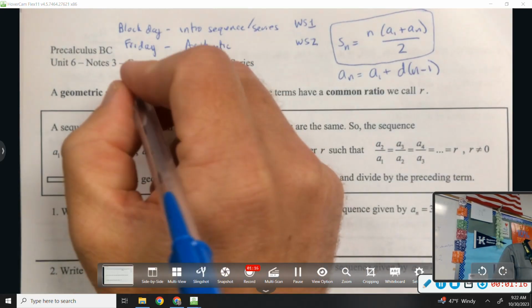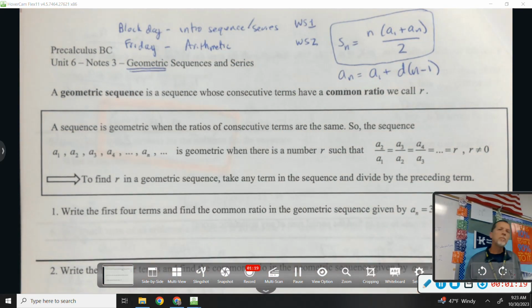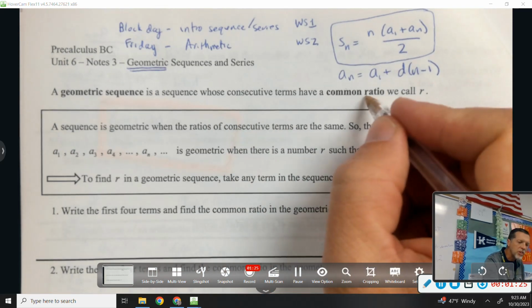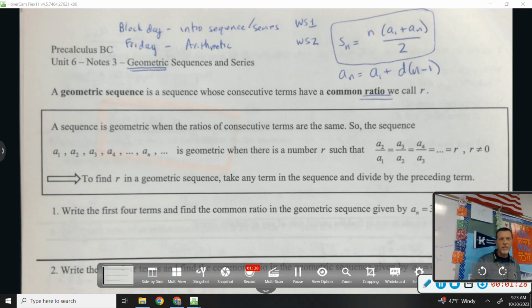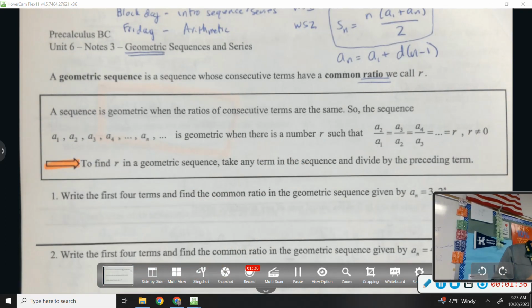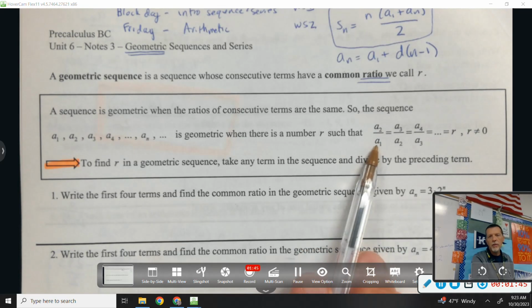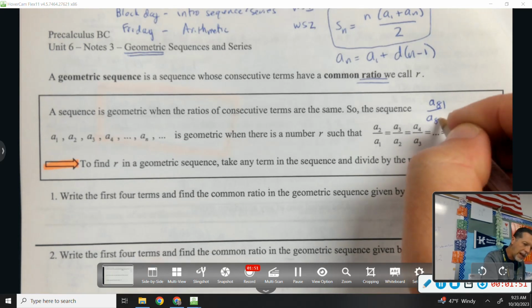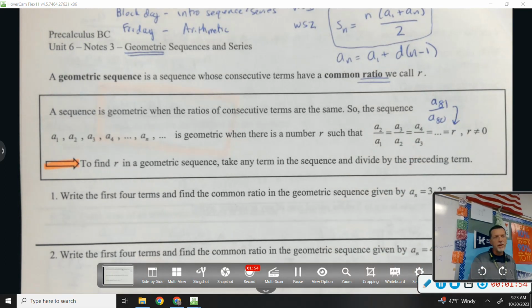Okay, so today is geometric sequences and series. A geometric sequence is one whose consecutive terms have a common ratio as opposed to a common difference. You can just skip down to this arrow right here. To find the common ratio, take any term in the sequence and divide it by the preceding term. So A2 divided by A1, or A3 over A2, or A81 over A80. It doesn't matter. Any term divided by the last term gets you the ratio.